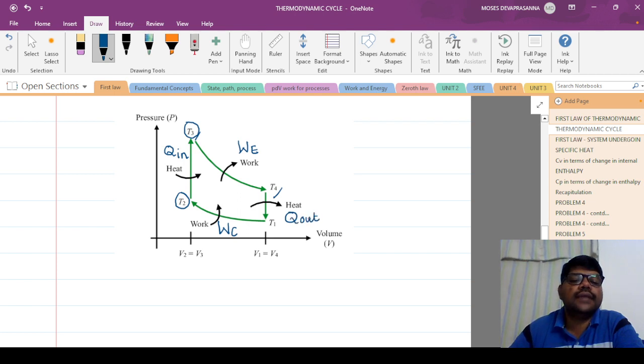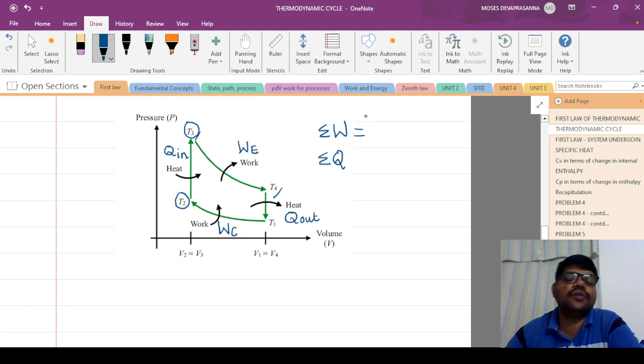So in a cycle, you will have a number of work transfers between system and its surroundings. Similarly, heat transfers. So I can sum up all the work transfers. Similarly, all the heat transfers separately.